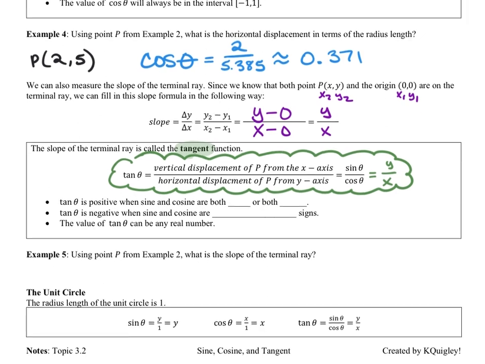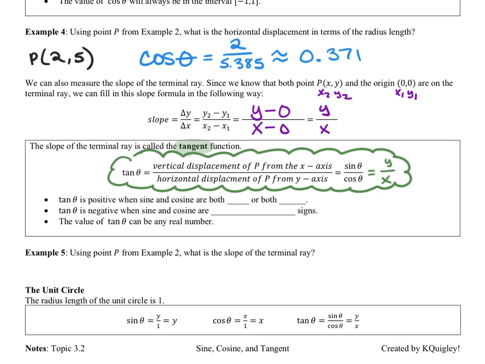Now tangent is interesting because it's not just all above, all below, all right, all left. Tangent, since it's a ratio of x and y, is going to be positive when both sine and cosine are either positive or negative. Because a positive divided by positive is positive, and a negative divided by negative is positive. And tangent of theta is going to be negative when sine and cosine are opposite signs. Since this is a ratio of numbers between -1 and 1, that ratio means that tangent of theta can be any real number. So we could get like a tiny little number or a huge number for tangent, and that's okay. It doesn't have to be between -1 and 1.